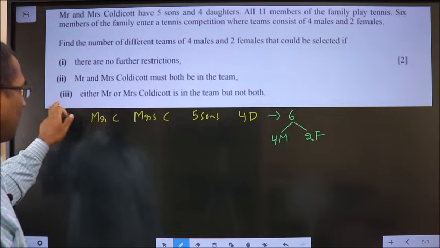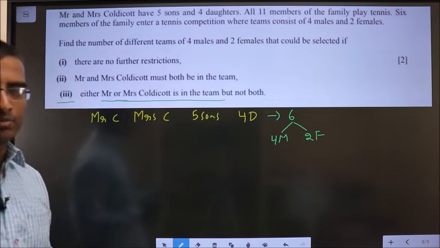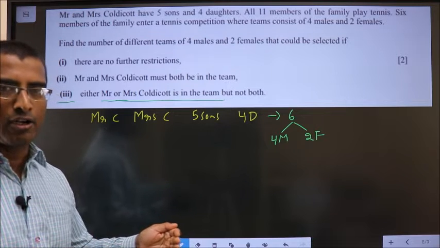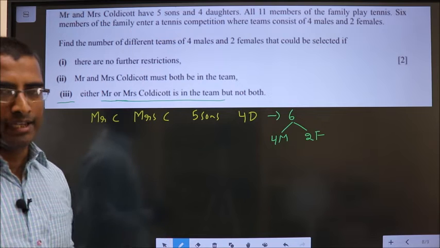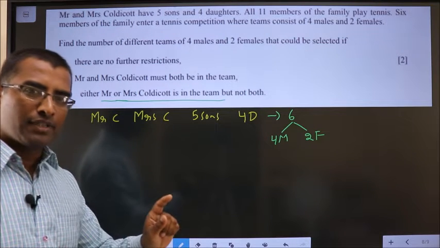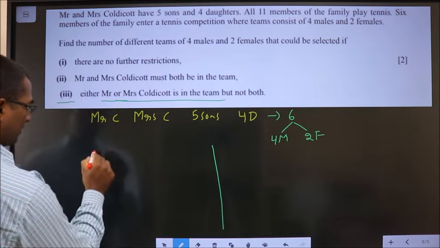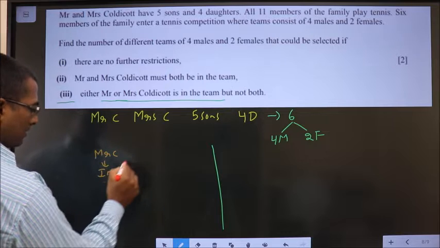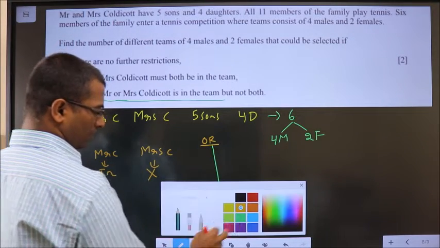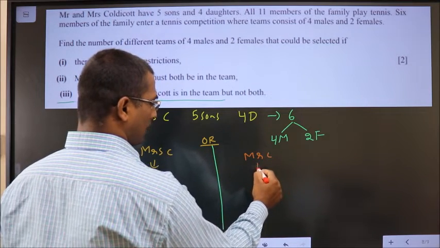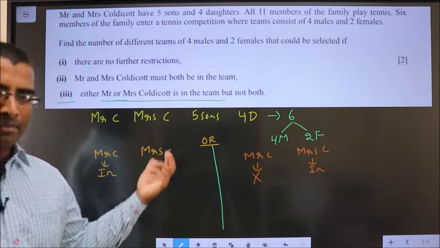Third bit. Either Mr. or Miss Caldecott is in the team but not both. What does this statement mean? Means if Mr. Caldecott is in, Miss Caldecott should not be selected. Or if Mr. Caldecott is not in the selection, Miss Caldecott should be in. Means at a time only one of them has to be present in your selection. Clear? Let us see. He says if Mr. Caldecott is in, Miss Caldecott should not be selected. Or if Mr. Caldecott is not selected, Miss Caldecott should be in. Clear with the statement?